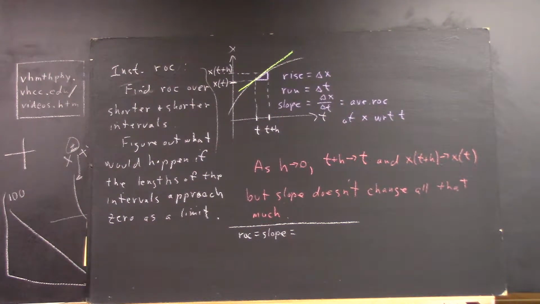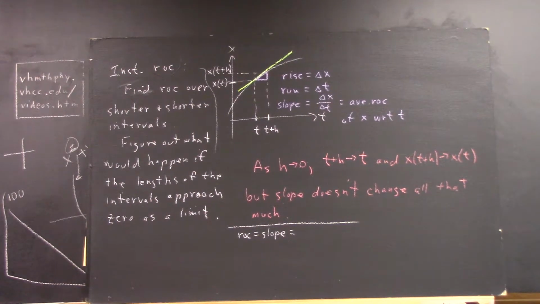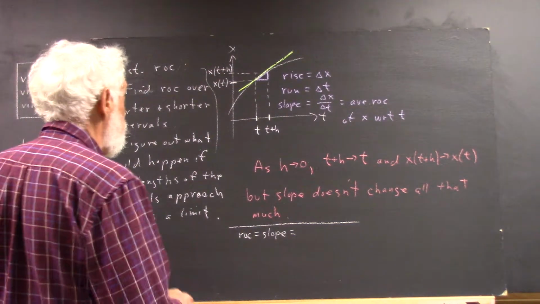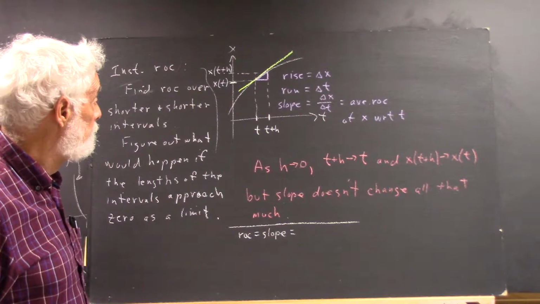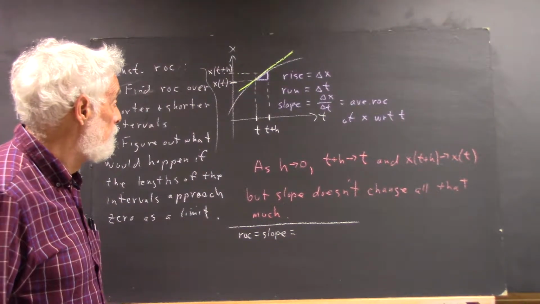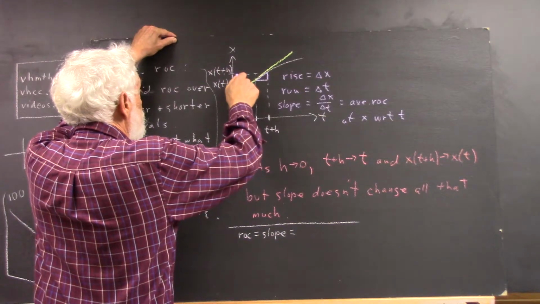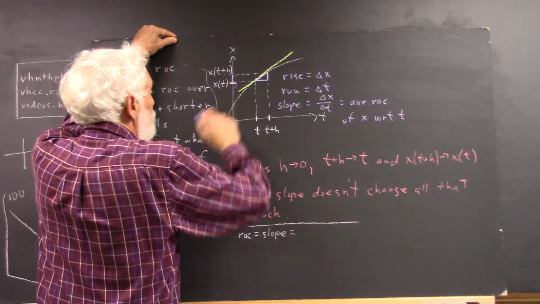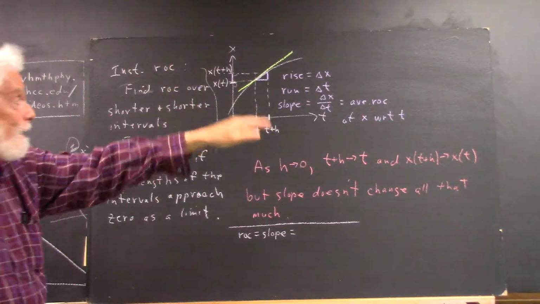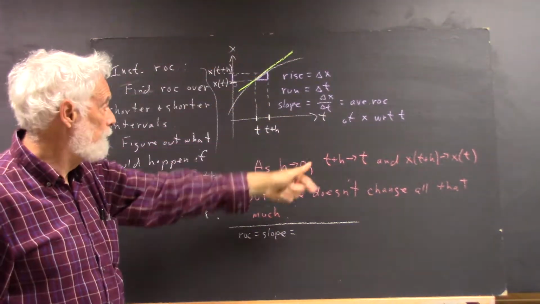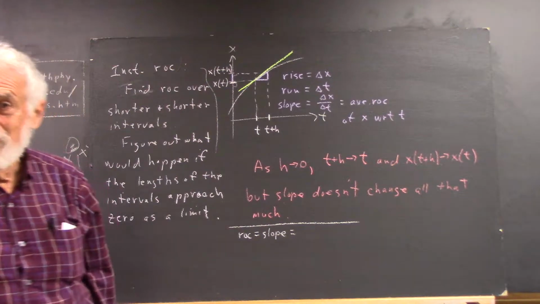Well, I guess the rise would be x of t plus h minus x of t. Yeah, because the rise is this, well, it's also here because these are right angles. And this is at a right angle with this, which is at a right angle with this, which is at a right angle with this.